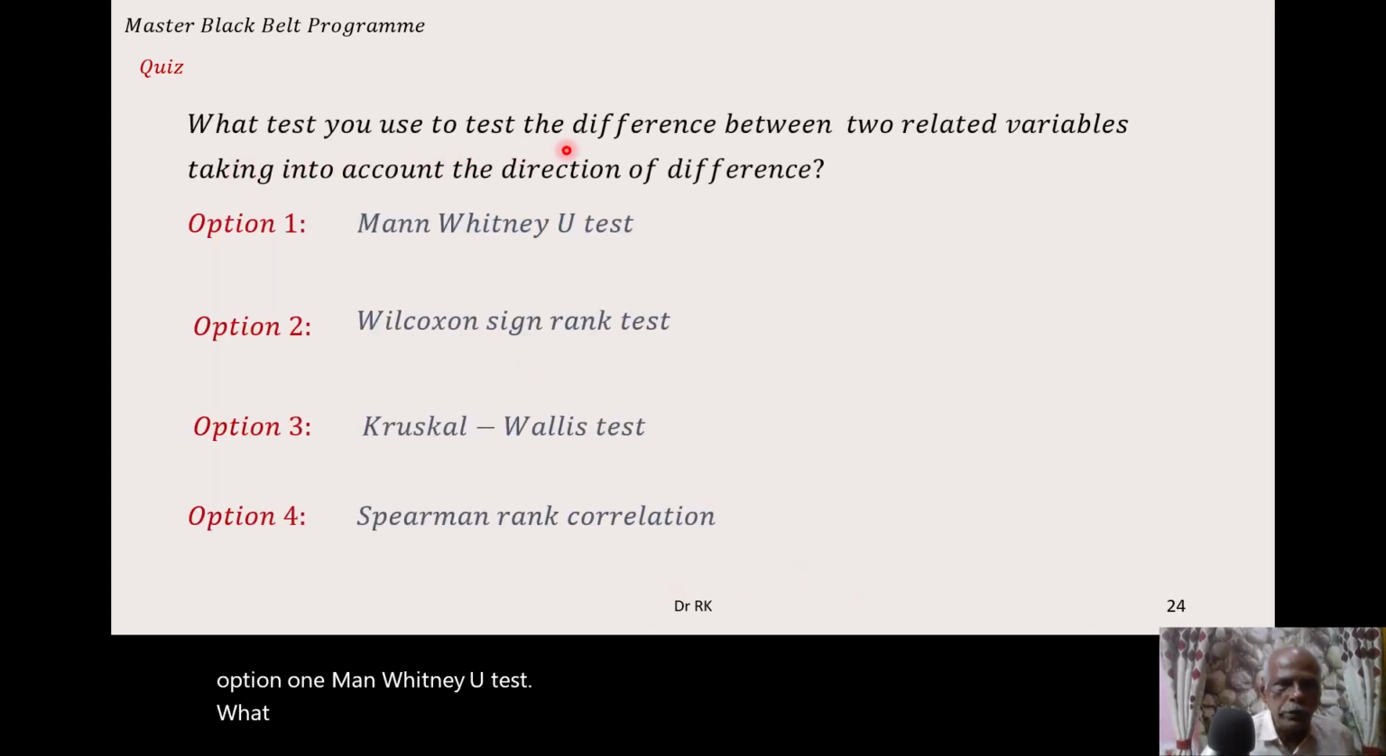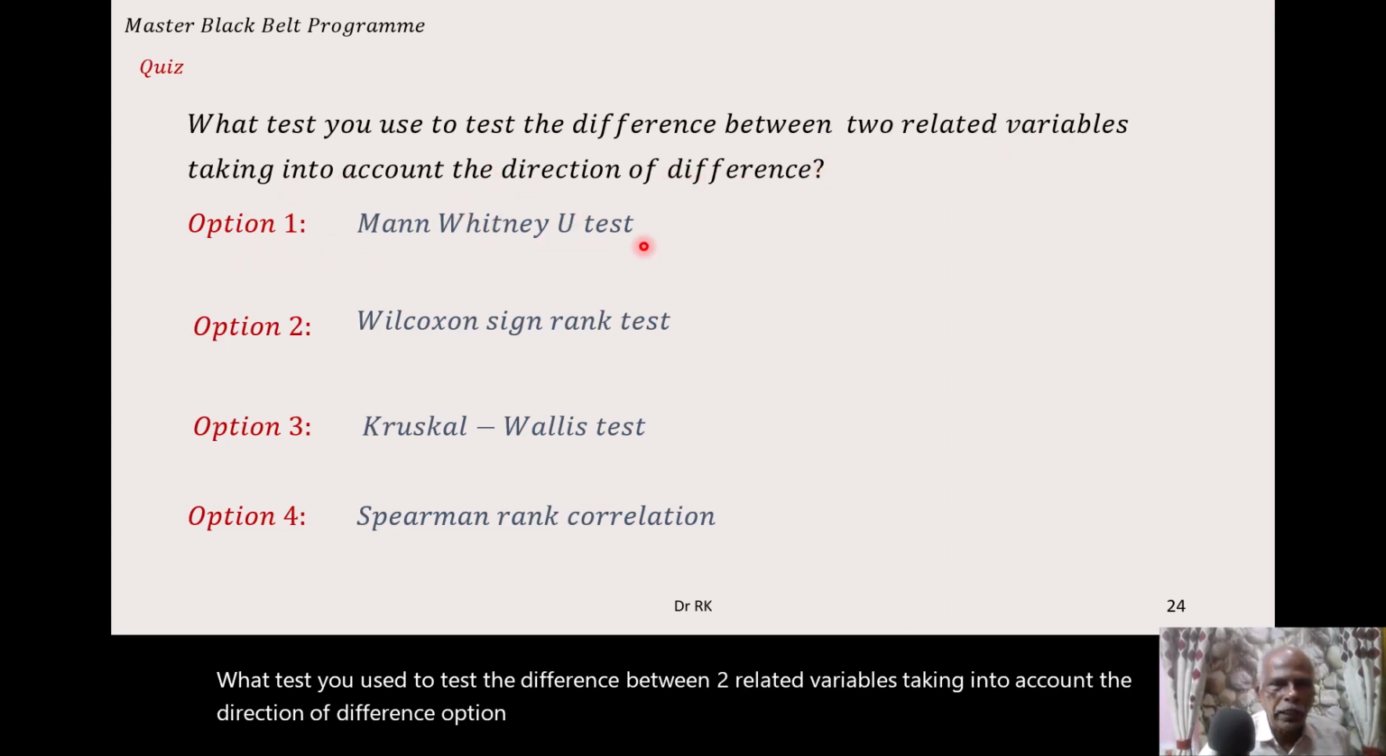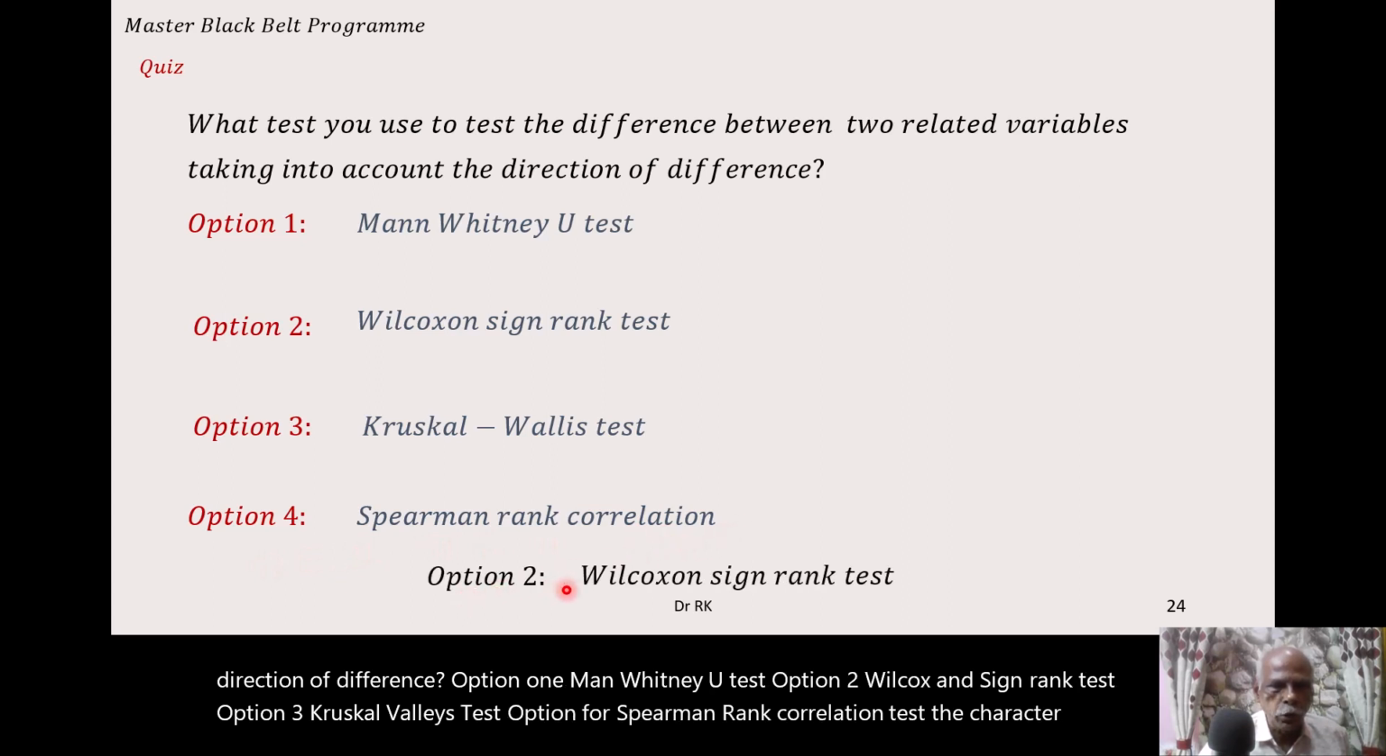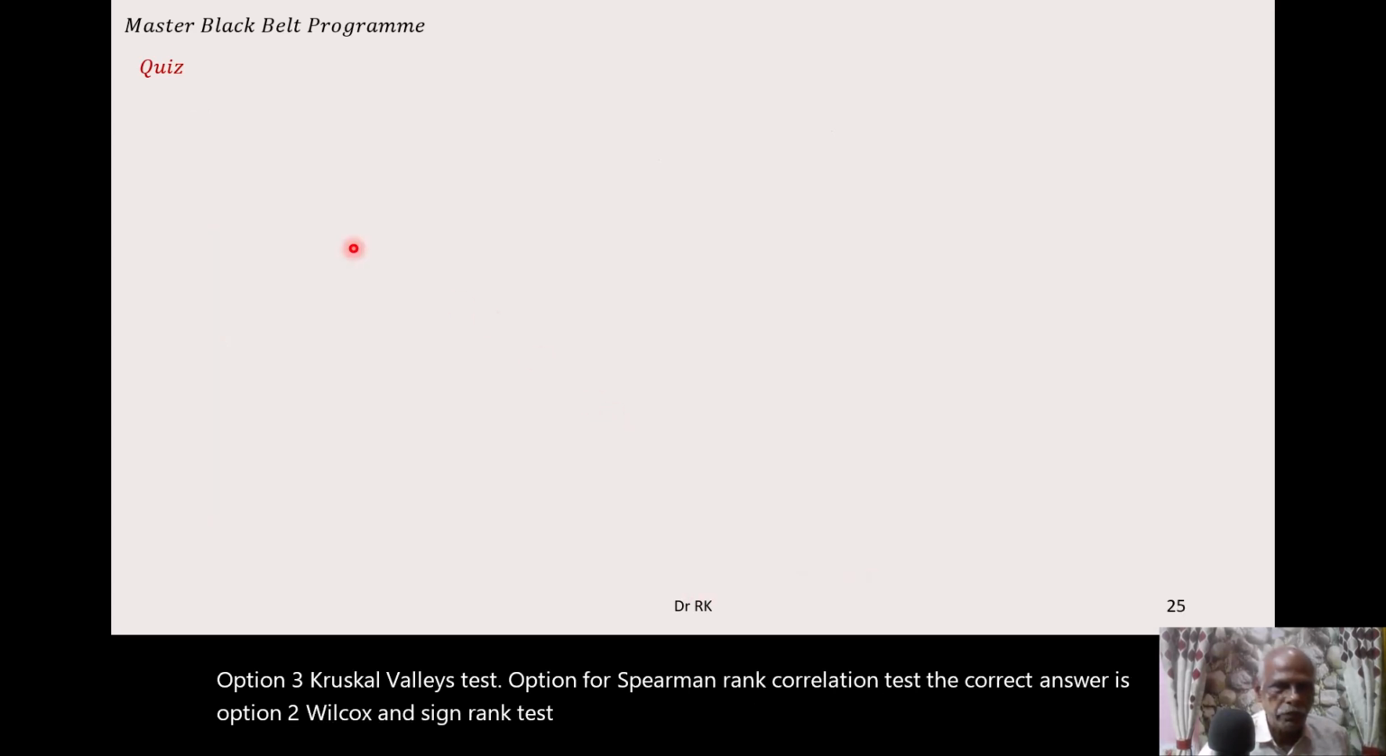What test will you use to test the difference between two related variables, taking into account the direction of difference? Option 1, Mann-Whitney U test. Option 2, Wilcoxon sign rank test. Option 3, Kruskal-Wallis test. Option 4, Spearman rank correlation test. The correct answer is option 2, Wilcoxon sign rank test.